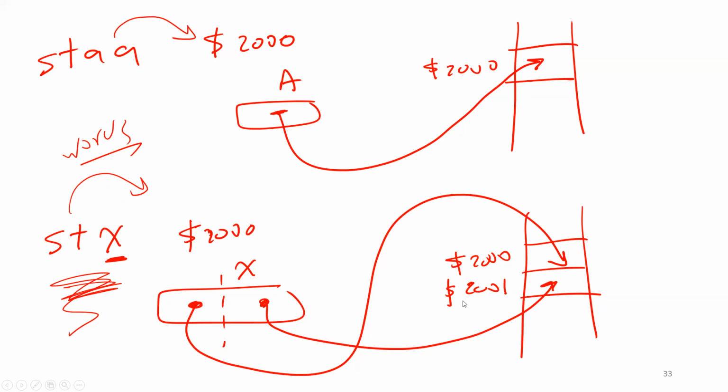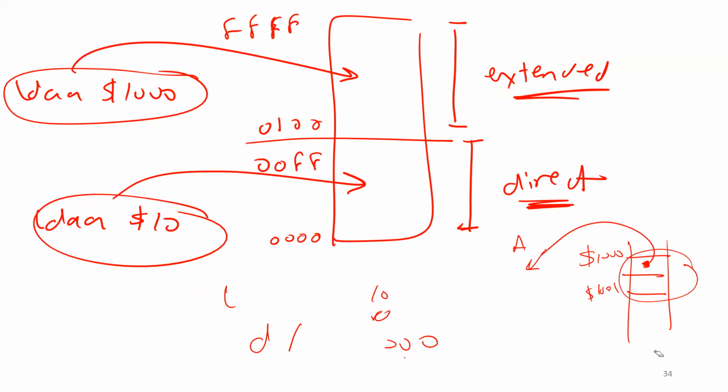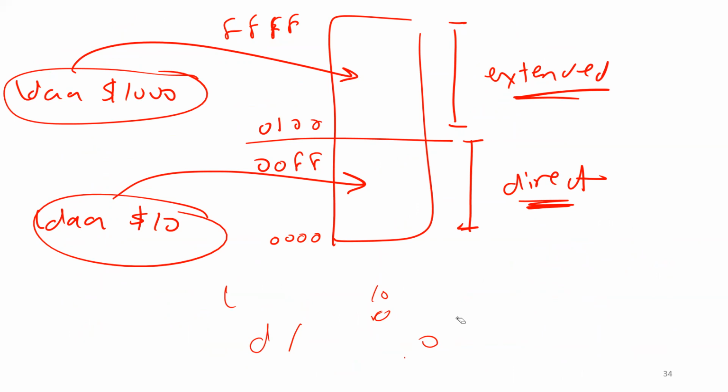How are we going to do it? Again, the most significant byte has to go first here. The least significant byte is the second. Okay, any questions?